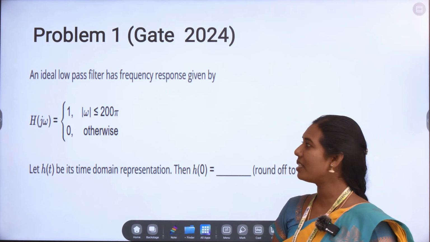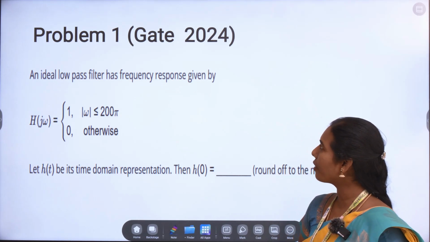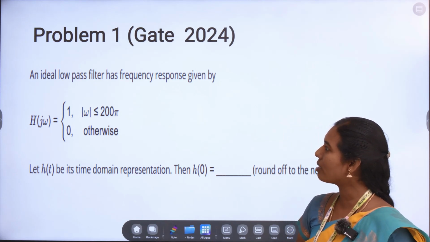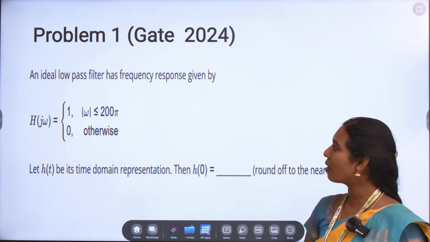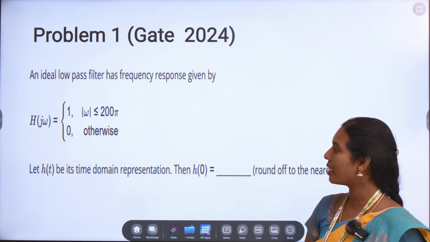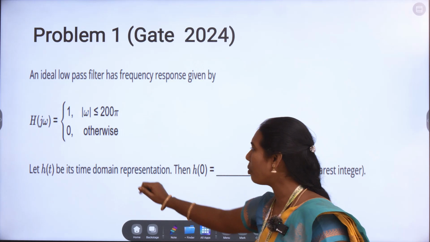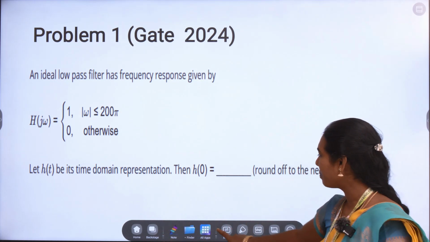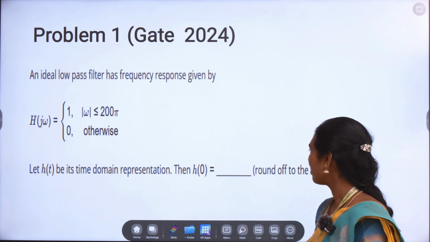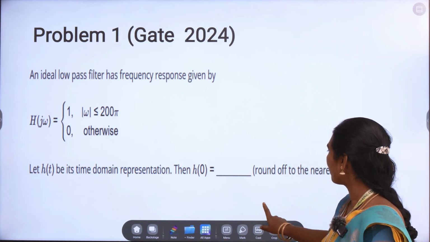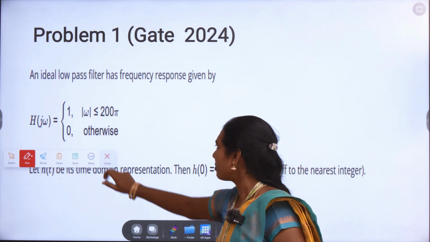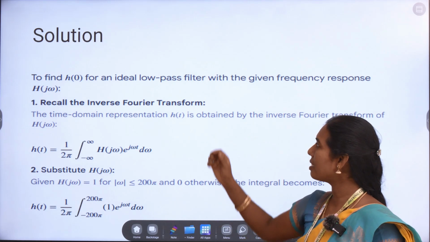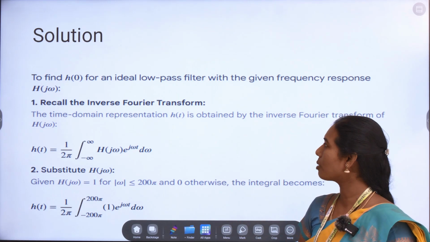So the first problem is an ideal low pass filter has frequency response given by H of j omega equal to 1 for the modulus of omega less than or equal to 200 pi, 0 otherwise. Here h of t is the time domain representation. They asked to find out the h of 0 value. So first, in the first step, we need to write the inverse Fourier transform formula.